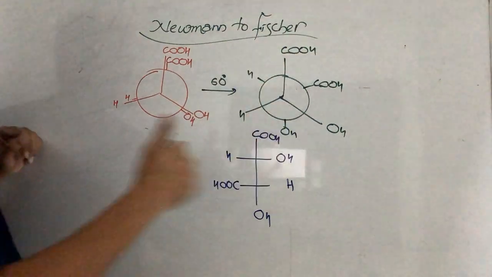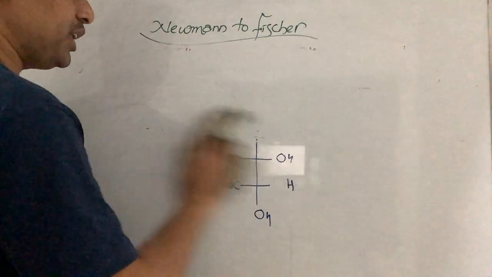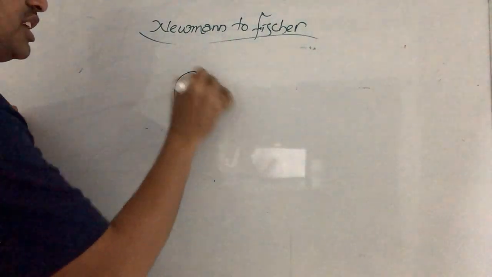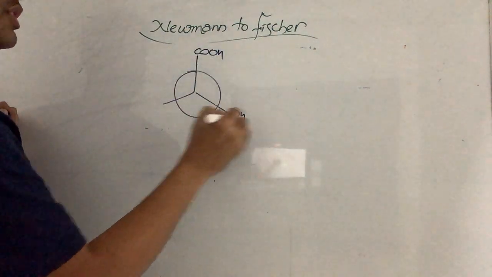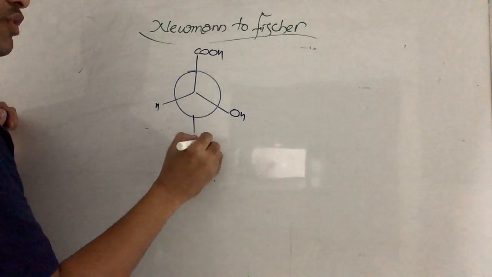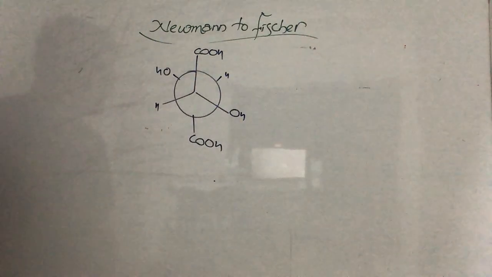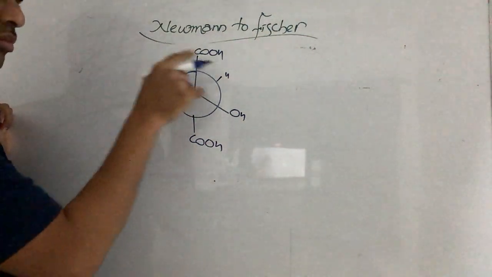Okay, now I will give you one more example in this case only. This I am removing and I am giving you the anti form. For example, if this is given to you: COOH, OH, H, this is COOH, OH and H. If it is given like this, again I am saying rotate this into any one form.